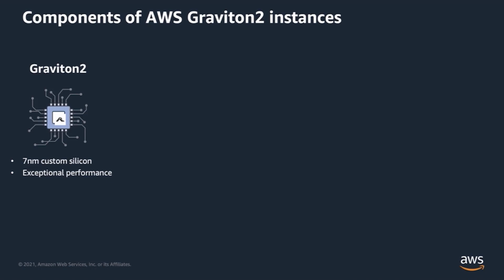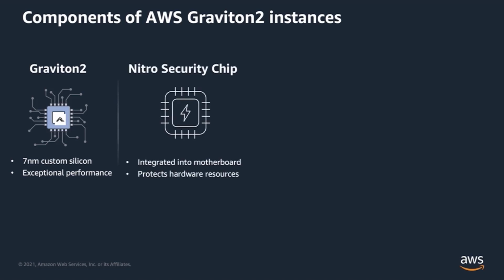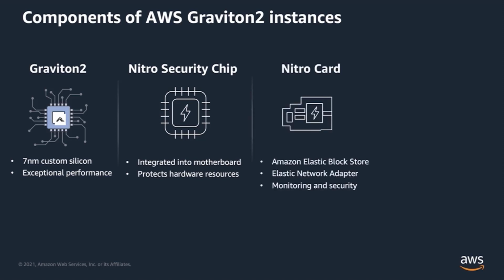So let's get a little bit more granular and take a look at what makes up each Graviton2 instance. So first we have the Graviton2 processor itself, which we've introduced as a 7 nanometer piece of custom silicon that offers exceptional performance. But Graviton2 isn't the only piece of custom hardware powering Amazon EC2. So there's also the Nitro security chip, which is integrated into the motherboard of each server and protects and monitors hardware resources. And the Nitro card itself unloads many of the traditional software needs of the hypervisor into bespoke hardware, allowing for much better performance with a much lighter footprint.